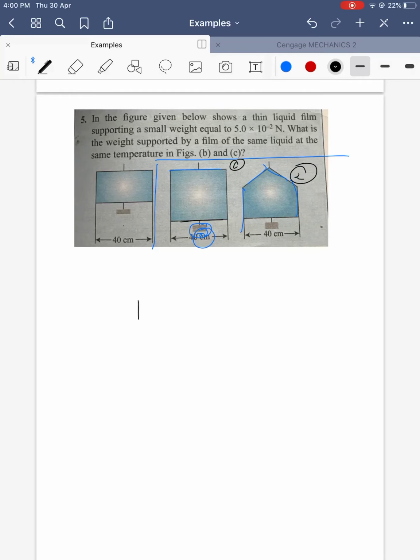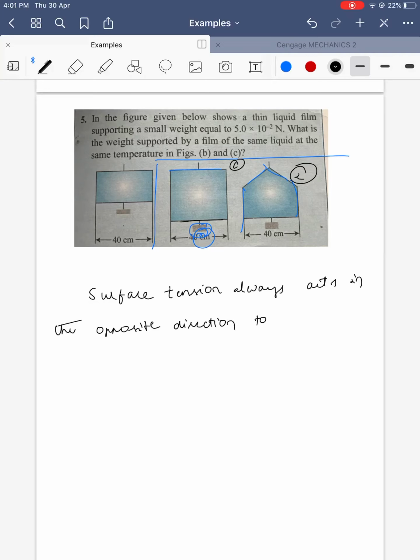Okay, what is the downward force? Downward force is equal to... but before this you need to know one important thing. Surface tension always acts in the opposite direction to the motion of the body, or the tendency of the motion.